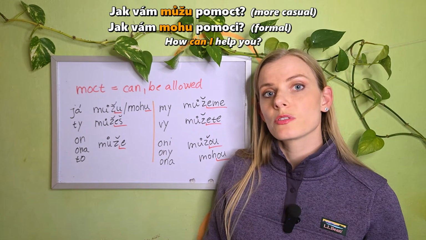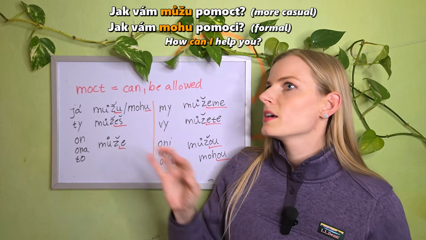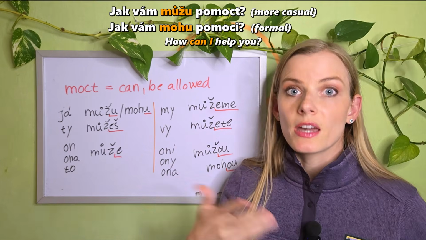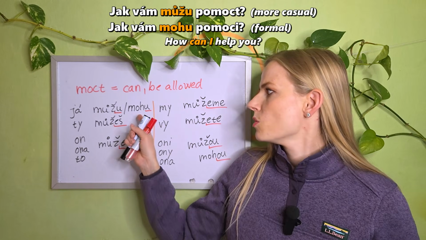Or if they want to sound more formal for some reason, they could say, jak vám mohu pomoct? Even pomoct would have this archaic ending, pomoci. Jak vám mohu pomoci? When it's like a chatbot, they could also have this phrase, jak vám mohu pomoci?